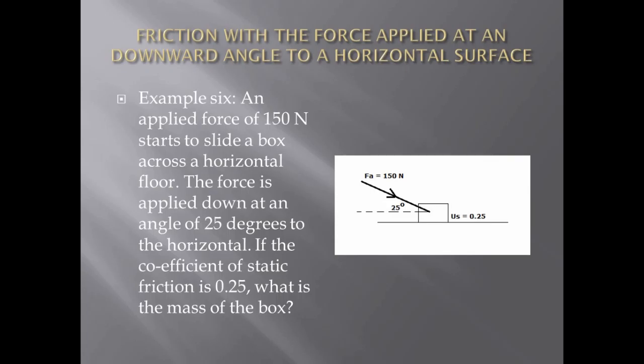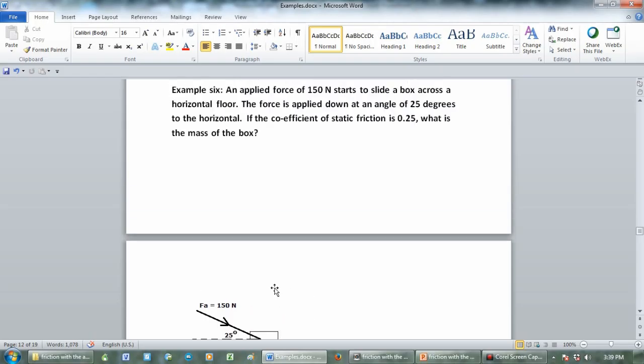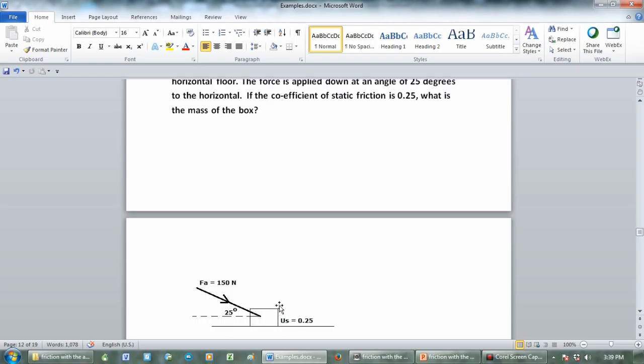Example 6. An applied force of 150 newtons starts to slide a box across a horizontal floor. The force is applied down at an angle of 25 degrees to the horizontal. If the coefficient of static friction is 0.25, what is the mass of the box? So we have our box sitting on a horizontal surface. Coefficient of static friction is 0.25. We have an applied force of 150 newtons at an angle of 25 degrees to the horizontal, and we want to know what is the mass of the box.